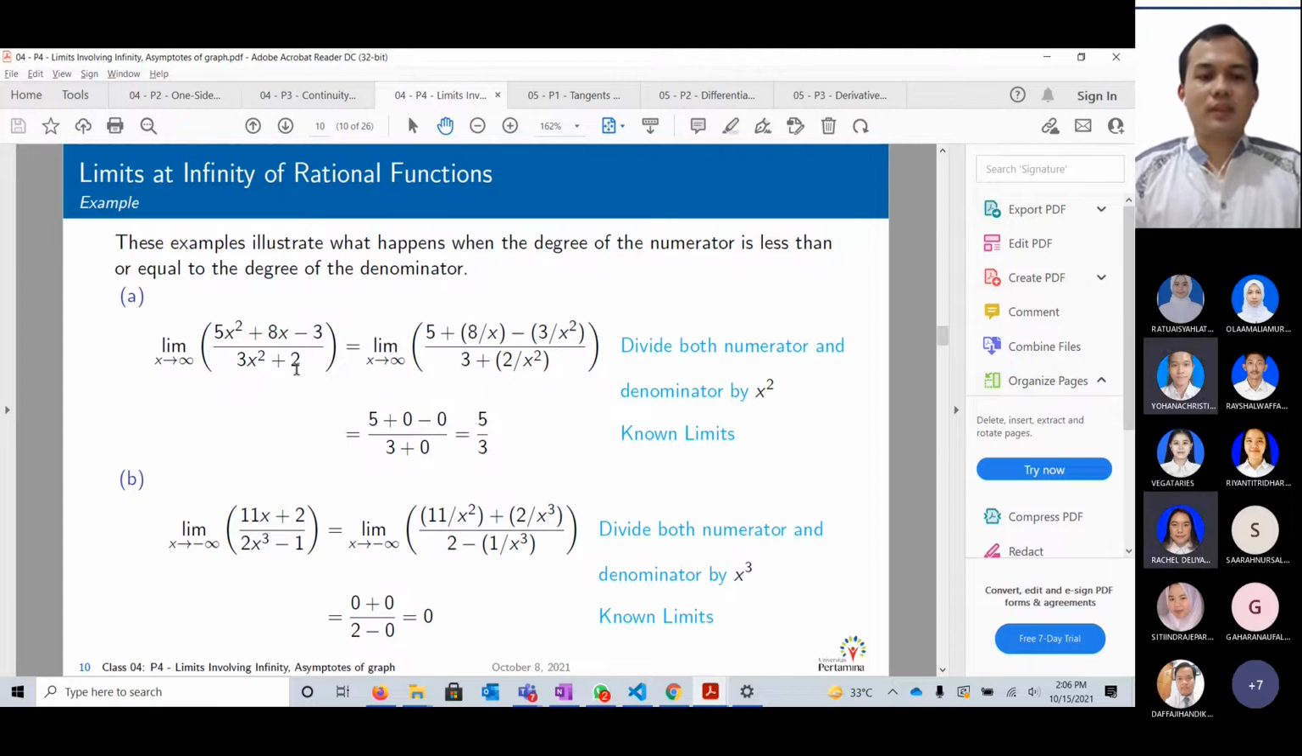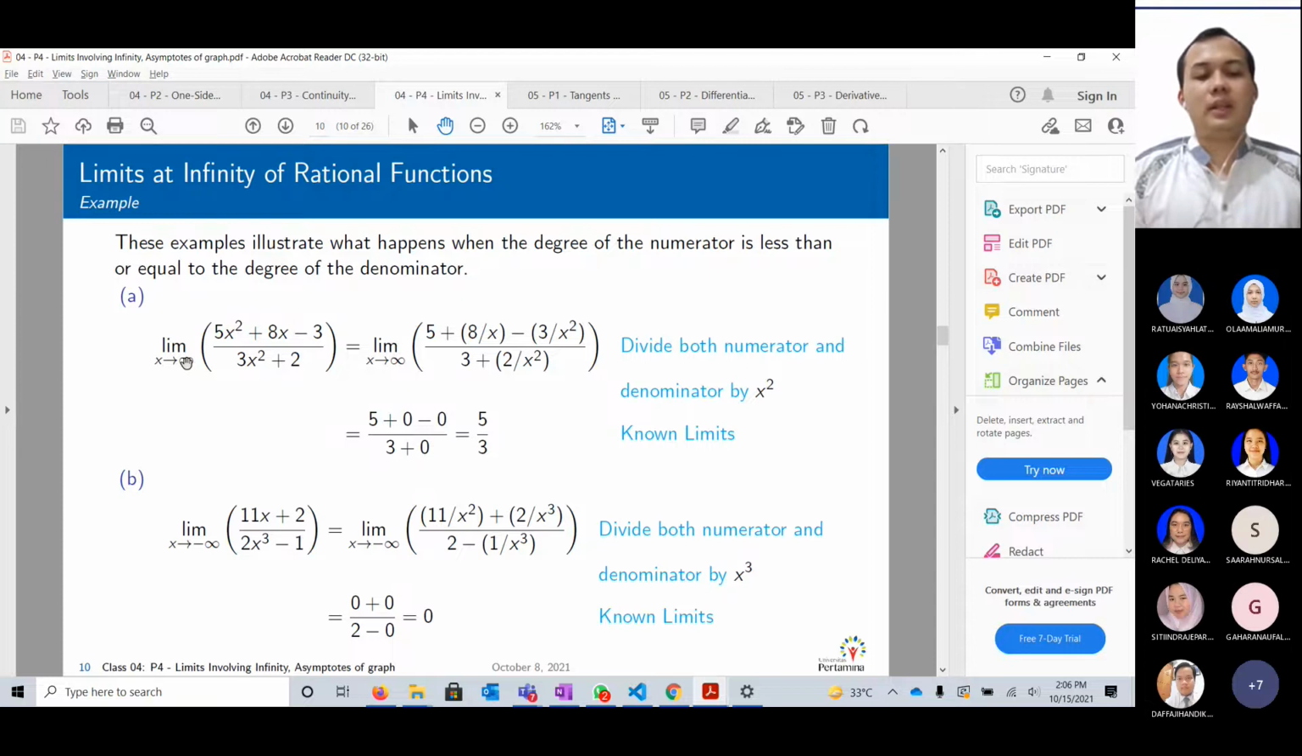Why? Because we have 5 times infinity squared is infinity, plus 8 times infinity also infinity, minus 3 still infinity. So in the numerator we have infinity, and in the denominator we have 3 times infinity squared is still infinity, plus 2 still infinity. So we have infinity over infinity.